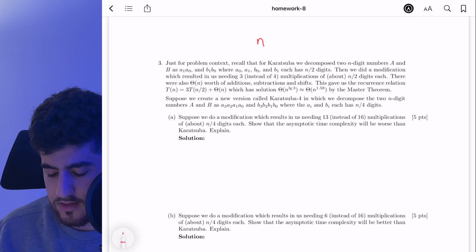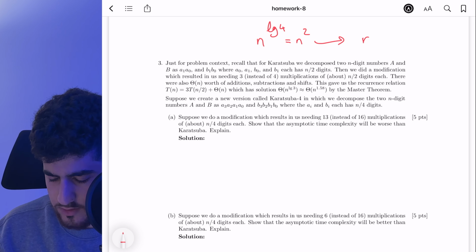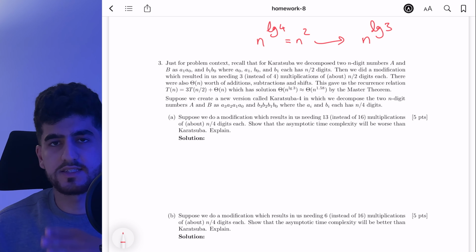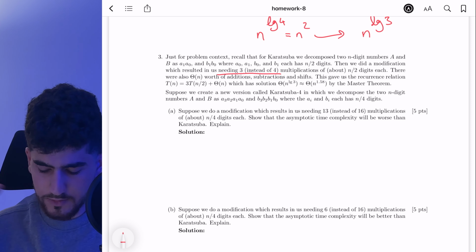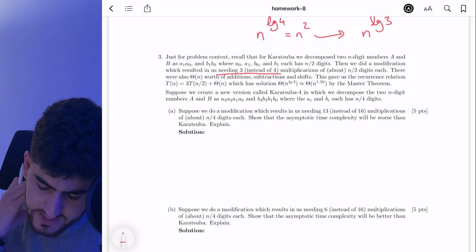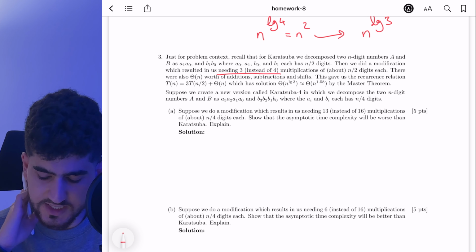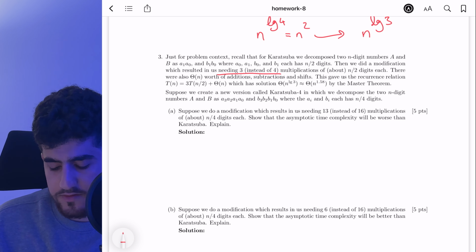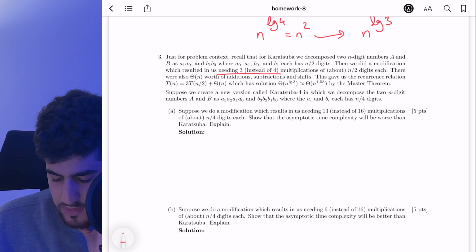Then instead of having n to the power of log of 4 in base 2, which is n squared, we're going to have n to the power of log of 3. Because each time instead of 4 branches, you're going to have 3 branches. So the whole idea was just needing 3 instead of 4 multiplications of about n half digits each, there were also theta of n worth of additions, subtractions, and shifts. This gave us the recurrence relation T of n equal to 3 T of n half plus theta of n, which has solution theta of n to the power of log of 3, equal to theta of n to the power of 1.58 by the master theorem.